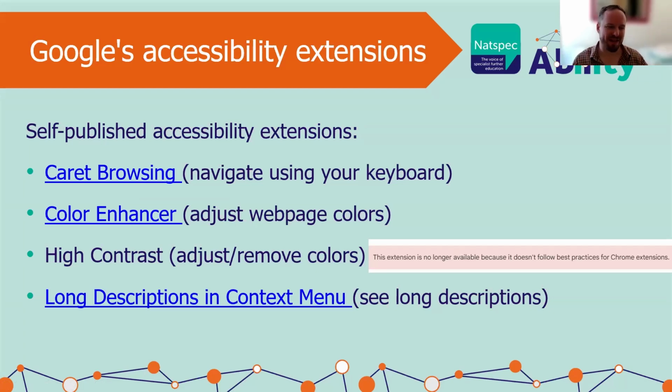Now, high contrast, I haven't included on the link there because when I went onto the page, it said this extension is no longer available because it doesn't follow best practices for Chrome extensions. Again, a little bit skeptical about how much effort they're putting into this. If one of their own self-published accessibility tools doesn't meet their own standards, it's not the best. They do have long descriptions in context menu as well. So that's if you're looking at alt text, it will give you a longer description rather than just a very short one.